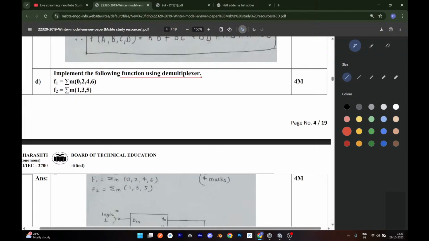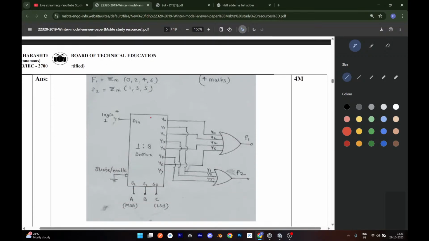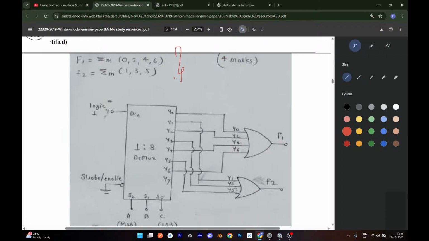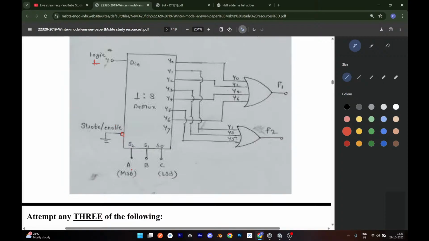Implement the function using a demultiplexer. These are our two things. Now we'll use the demultiplexer for the two equations which we have got. So we have written all of them. Now this is a logic which is 1. Here it is our strobe or the enable input, which we can see. Okay. Now here are A, B, C. What are those? Those are select inputs. I think everyone knows these select inputs.